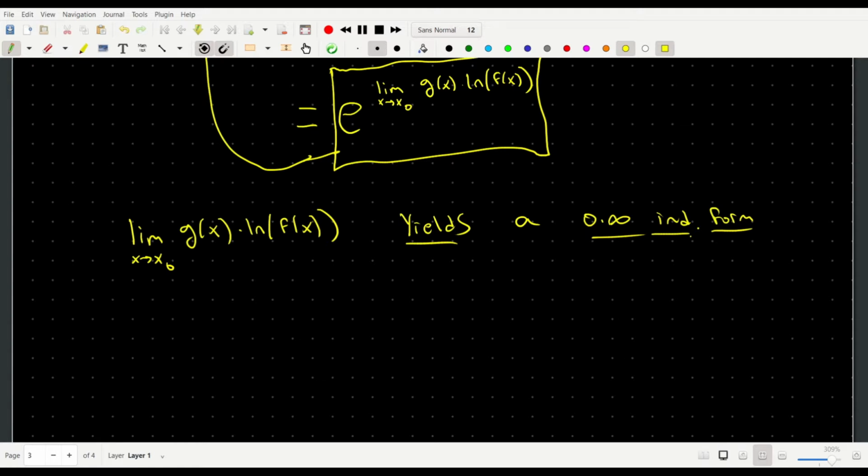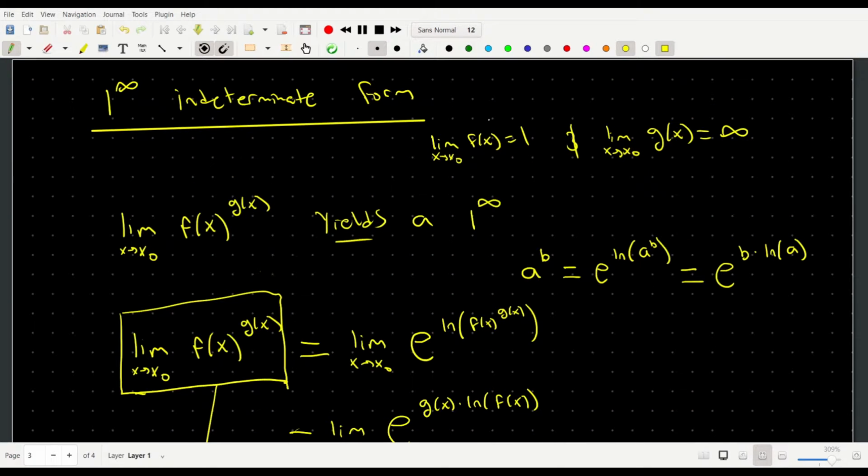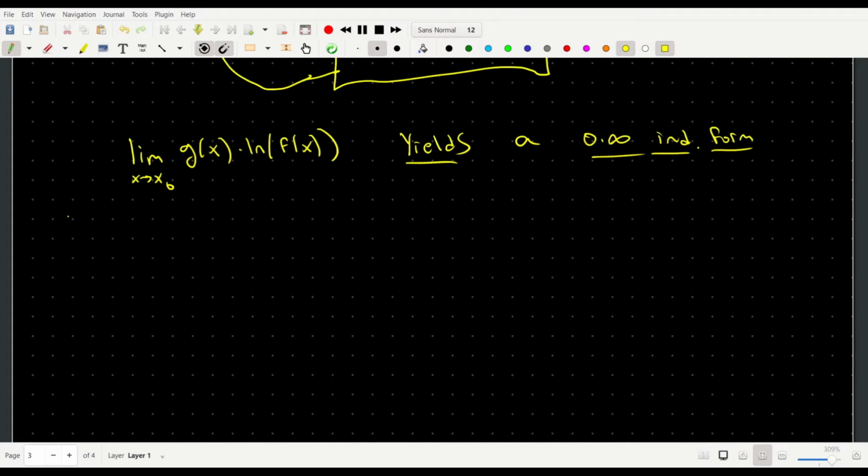And it yields a 0 times infinity indeterminate form because g of x is not going to 0, g of x is going to infinity, and ln of f of x is going to 0. That's what's going to 0. f of x itself is going to 1, but remember the natural log of 1 is 0, so the natural log of f of x is going to 0. So this is going to infinity, and this is going to 0. And this yields for us a 0 times infinity indeterminate form.